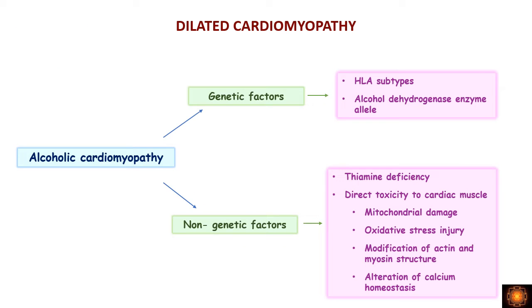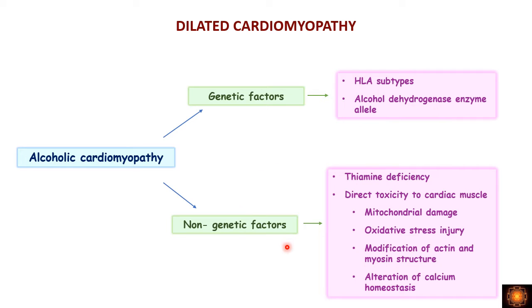So when we see alcoholism, the alcoholic cardiomyopathy can be because of certain genetic factors, or it can be because of the direct toxicity of the alcohol. In the genetic factors, HLA subtypes play a role, and also the differences in the alcohol dehydrogenase enzyme allele. Because of the variation in this enzyme, there are differences in the metabolism of alcohol. So the byproducts which are formed, in some patients, will be more harmful.